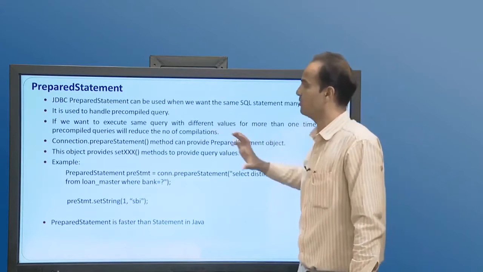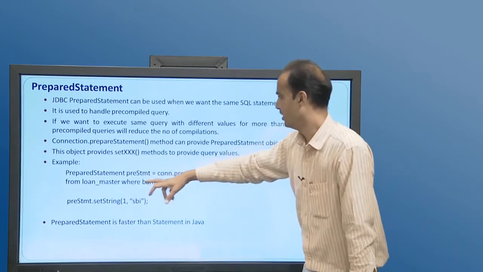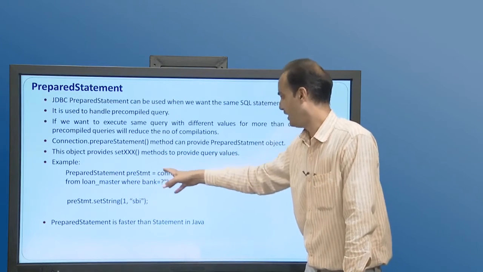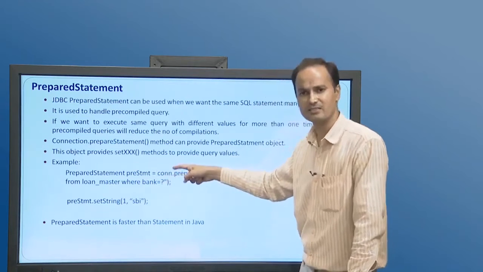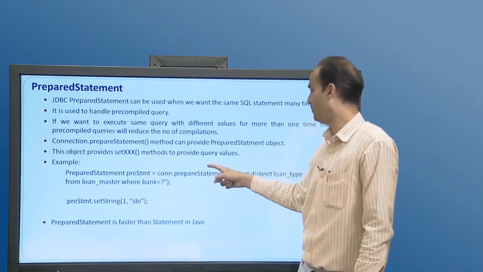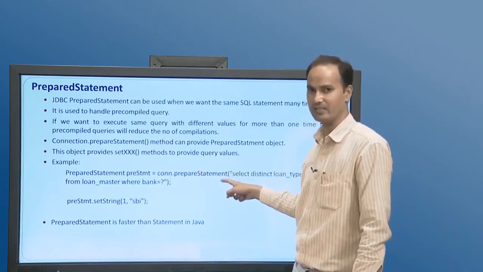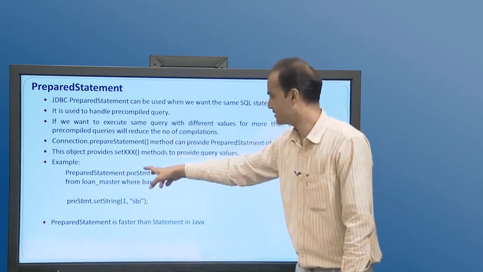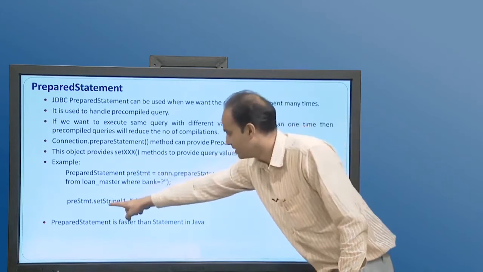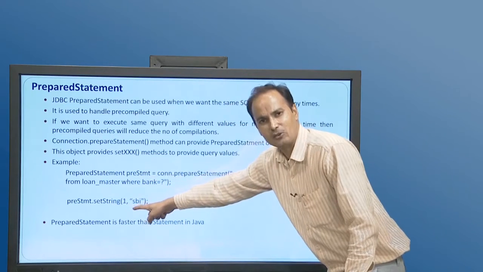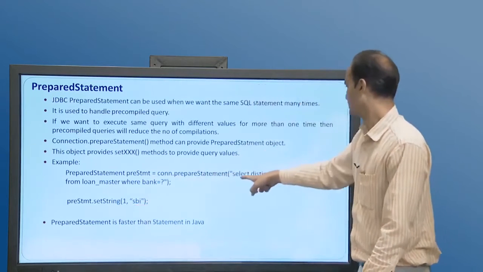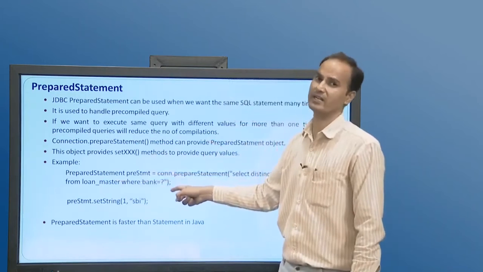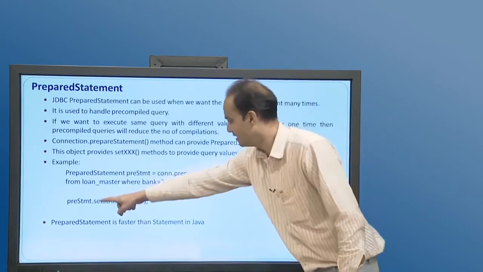So, how do we write code for a PreparedStatement? See here, we create the instance of PreparedStatement, preSTMT, using the connection instance. conn is the instance of Connection. Connection has a method prepareStatement, and this prepareStatement will return the instance of PreparedStatement. Once we have an instance of PreparedStatement, we can use it to pass the argument at runtime. See here we have used select distinct loan_type from loan_master where bank equals question mark. So, which bank? The bank will be passed at runtime.